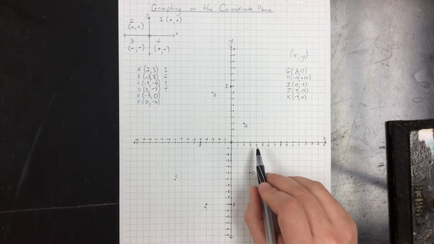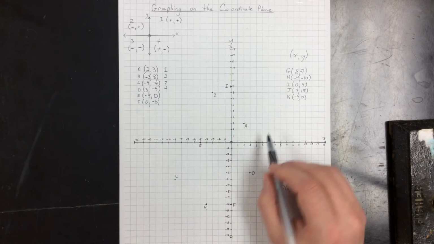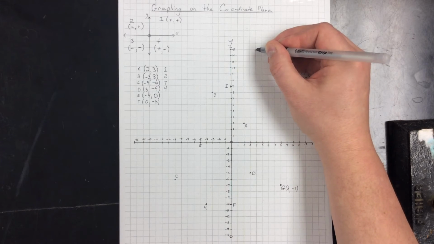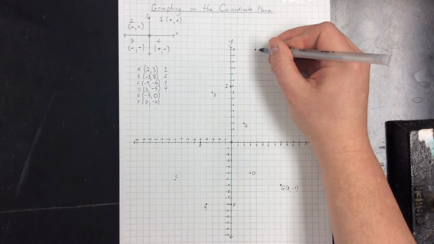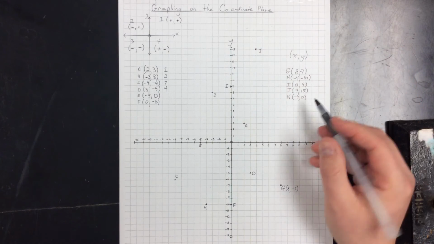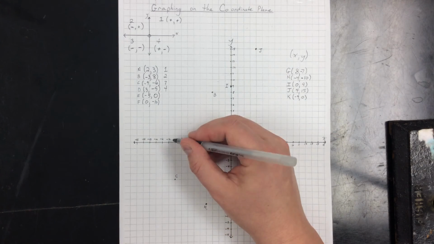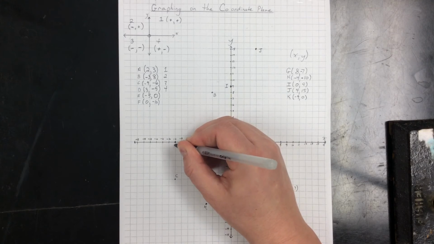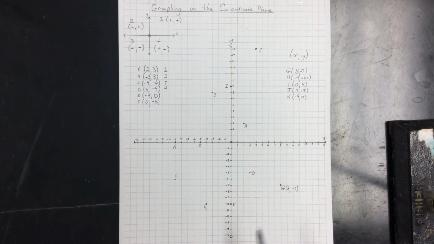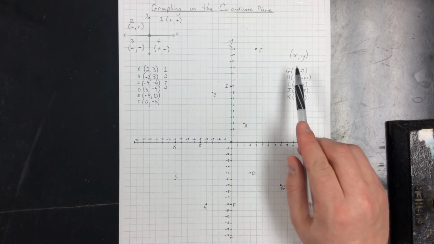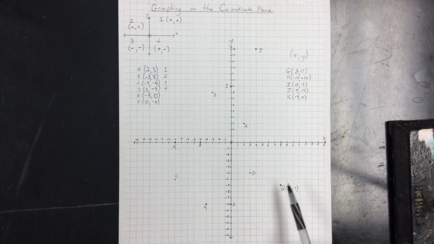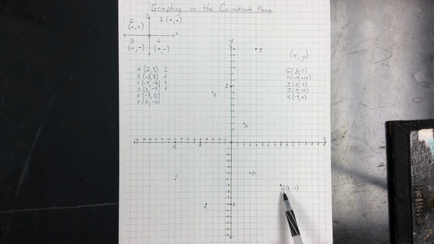J, it's at positive 4, and all the way up to positive 15. And label that J. And K is at negative 9 and 0. So as I go through those, make sure that I'm labeling them either just with the letter or with the letter and the coordinate pair.